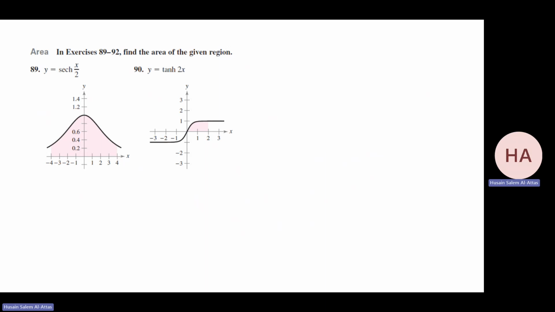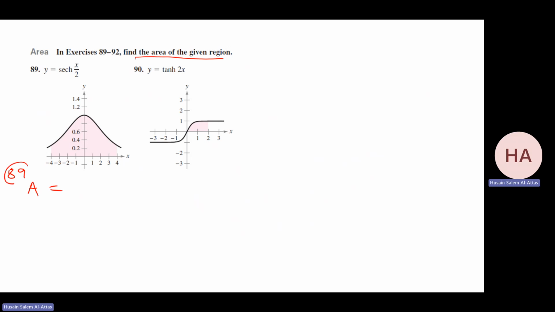There are 2 more problems in this question, find the area. The others are related to secant hyperbolic inverse, that's the tan hyperbolic inverse, which is not part of this course. So this one I need to find the area. We say 89, we will do 89.